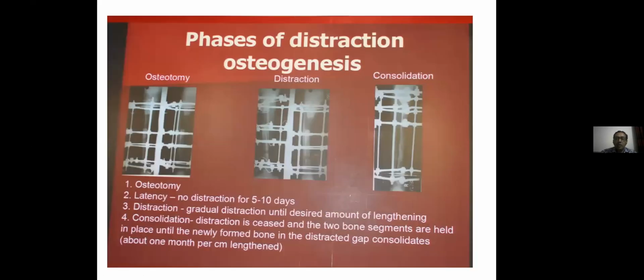Here, this slide shows the phases of distraction osteogenesis. Here, osteotomy is done, and the distraction process will continue. After distraction, up to the achievement of the desired length, then consolidation starts.